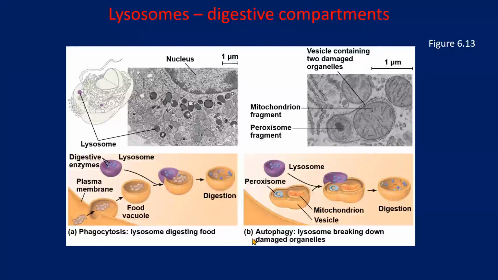So, in autophagy, basically, you can see that there is a breaking down of the organelles. And when an organelle is broken down, the cell might reuse a few of these things, and the rest can be excreted.